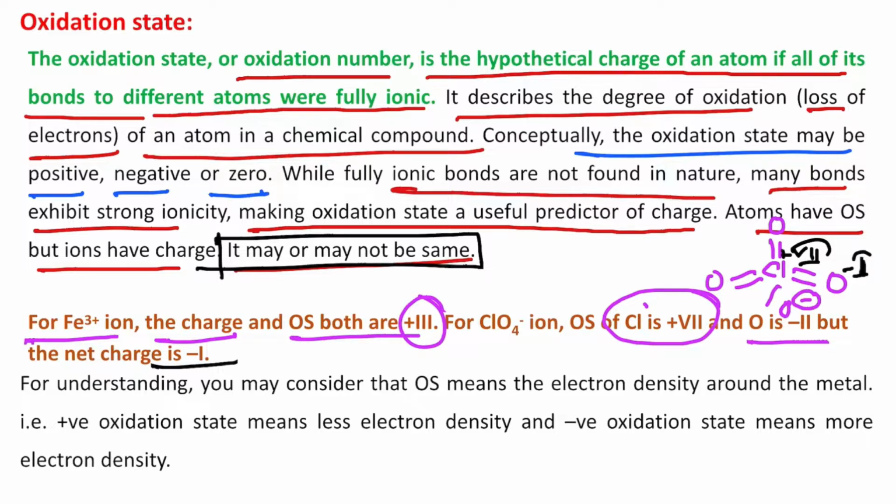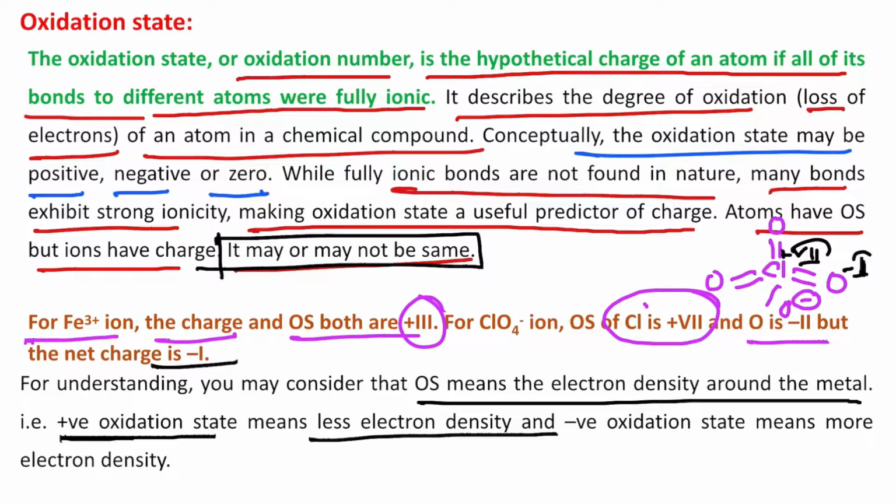For understanding, you may consider that oxidation state means electron density around the metal, then it will be more accurate. A positive oxidation state means less electron density, and a negative oxidation state means more electron density. So positive charge or positive oxidation state means less electron present. That's relatively more accurate.